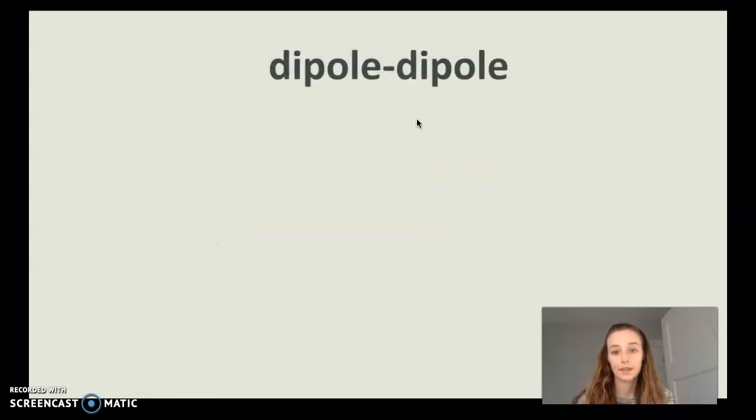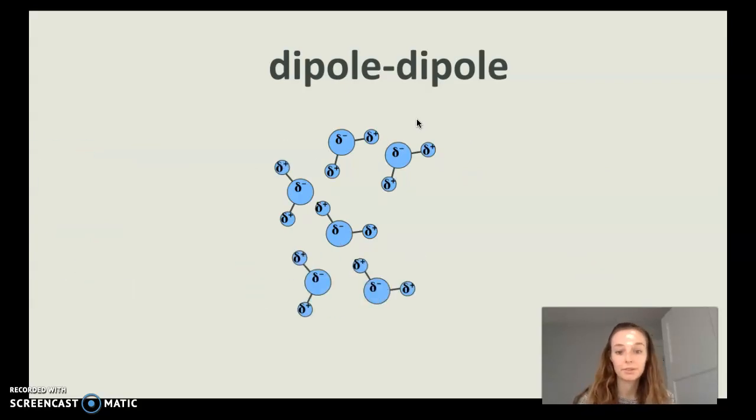We also have dipole-dipole. So think for a second, what might that be? Probably you got it right. It is an intermolecular force between different dipoles, and we can show them by drawing little dotted lines between the two, which we'll see in a future one.